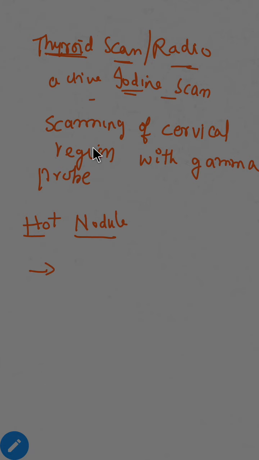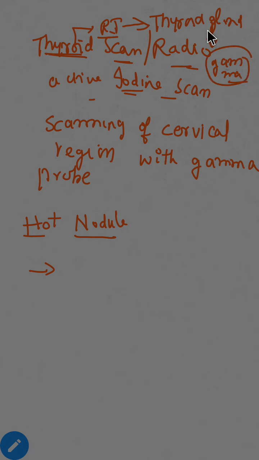Here, basically what we are doing in a thyroid scan is injecting radioactive iodine. This injected radioactive iodine will reach the thyroid tissue, that means the thyroid gland. In the thyroid gland, it emits gamma rays, which can be utilized as diagnostic criteria. That means this thyroid tissue is taking radioactive iodine. Depending upon the uptake of radioactive iodine, we will diagnose different conditions.